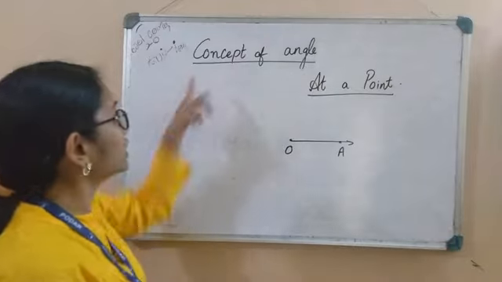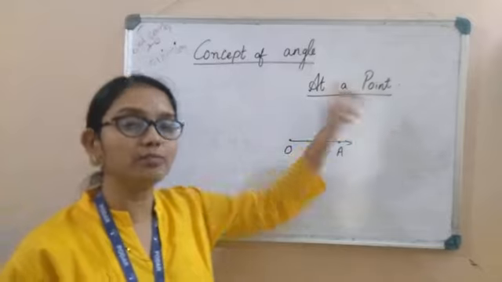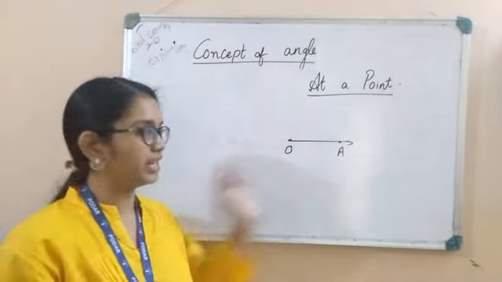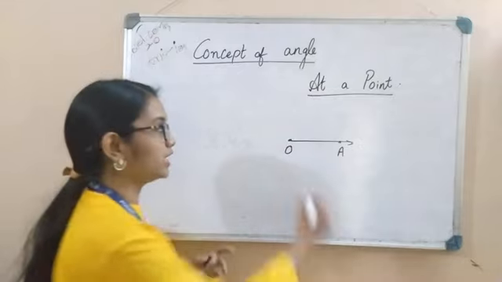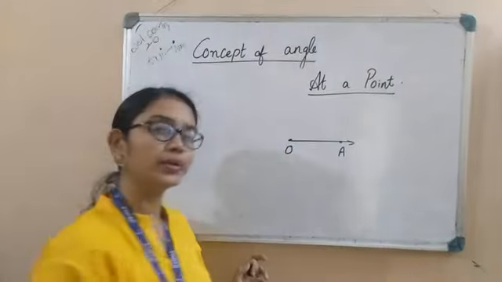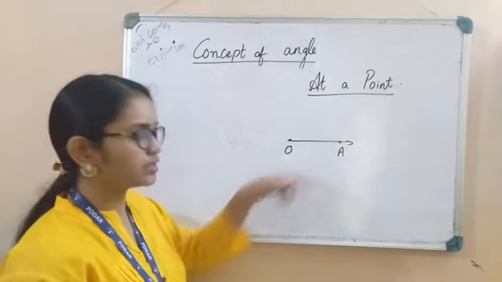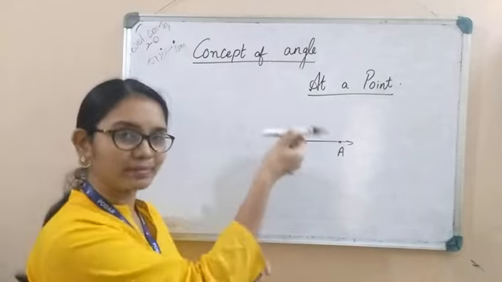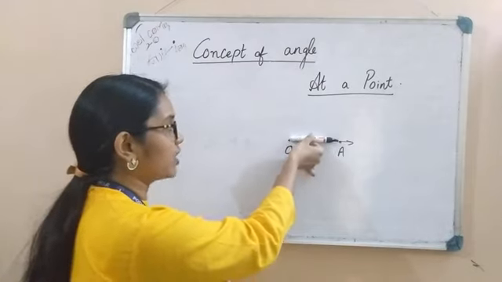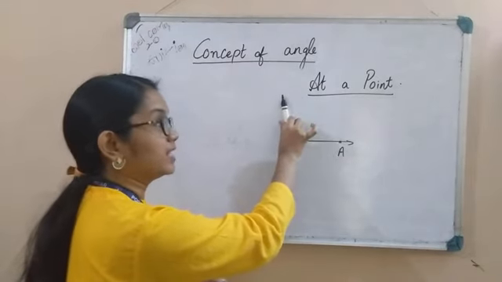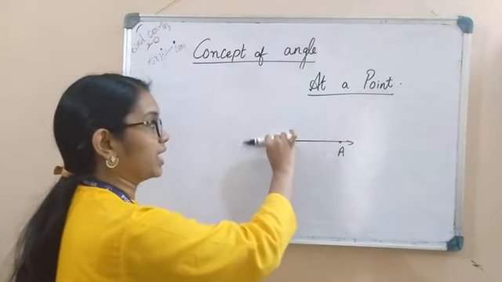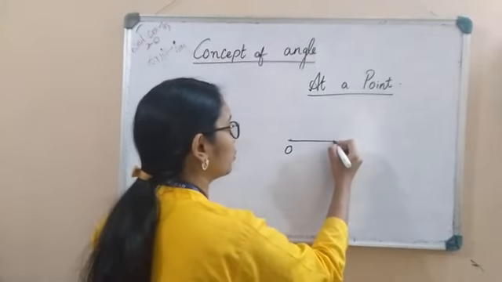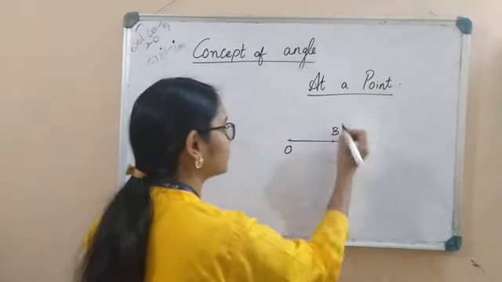Now, the concept of angle at a point. Suppose I have a point O in a plane, and from that point I have drawn a ray OA. Now on this ray, I take another ray called OB. This marker is OB. If I rotate it like this and bring it back onto OA, my OB will be visible here itself.